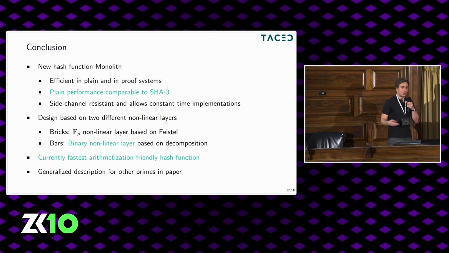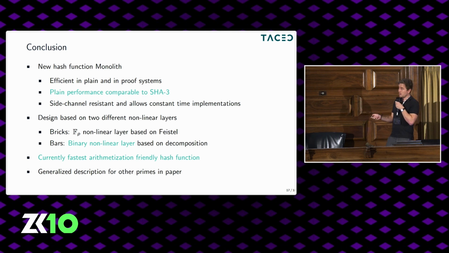So those were basically all the benchmarks. Now I want to conclude my talk. The goal here was to design a new hash function that is fast in plain and fast inside the zero knowledge circuit. And we came up with Monolith, which is in plain nearly as fast as SHA-3, and it also outperforms Poseidon inside of the Plonky-2 proof system. Also, we designed Monolith such that it is easy to implement in constant time, so it is not susceptible to cache-based side channel attacks.